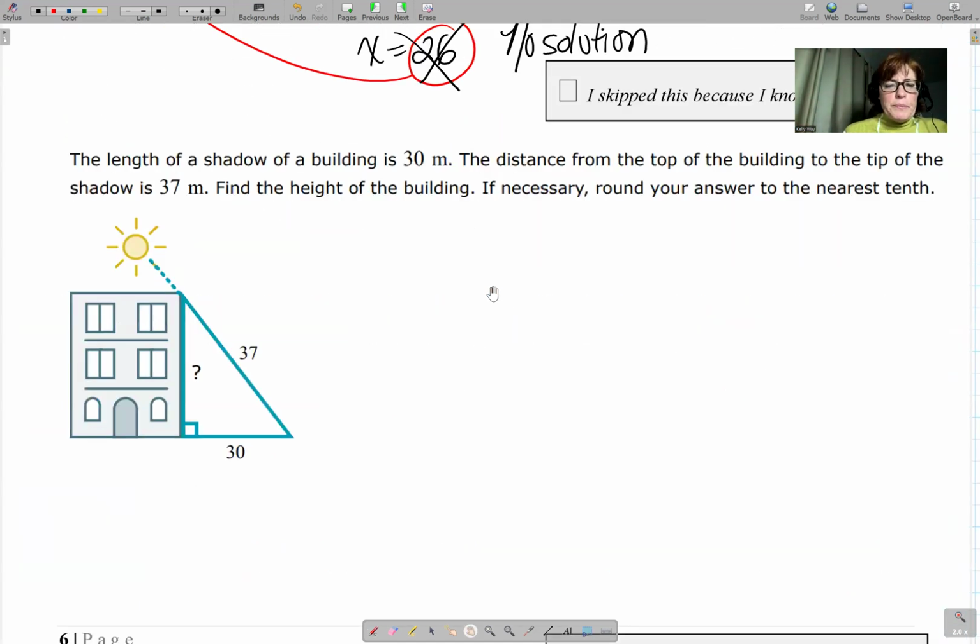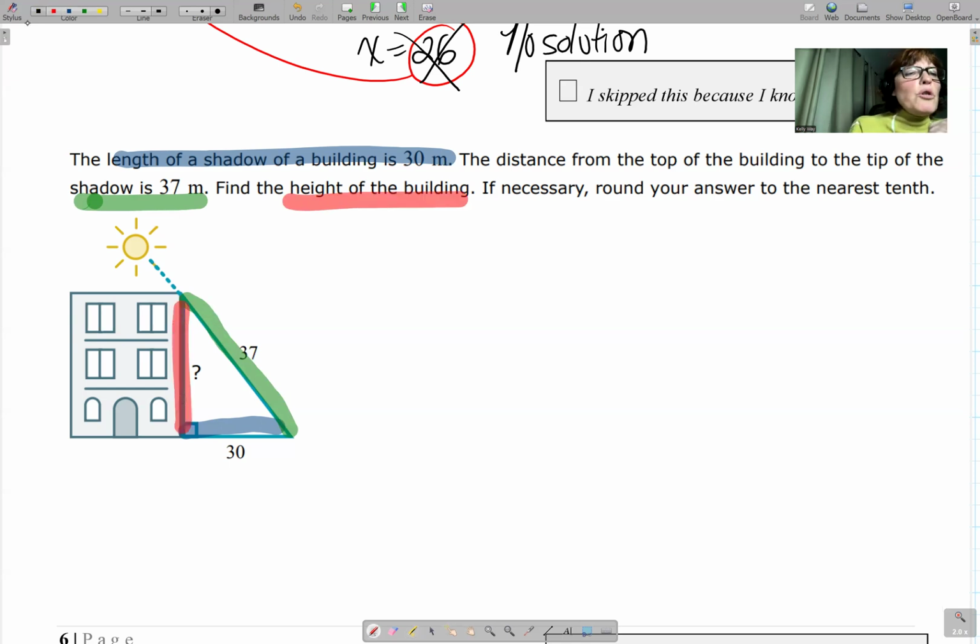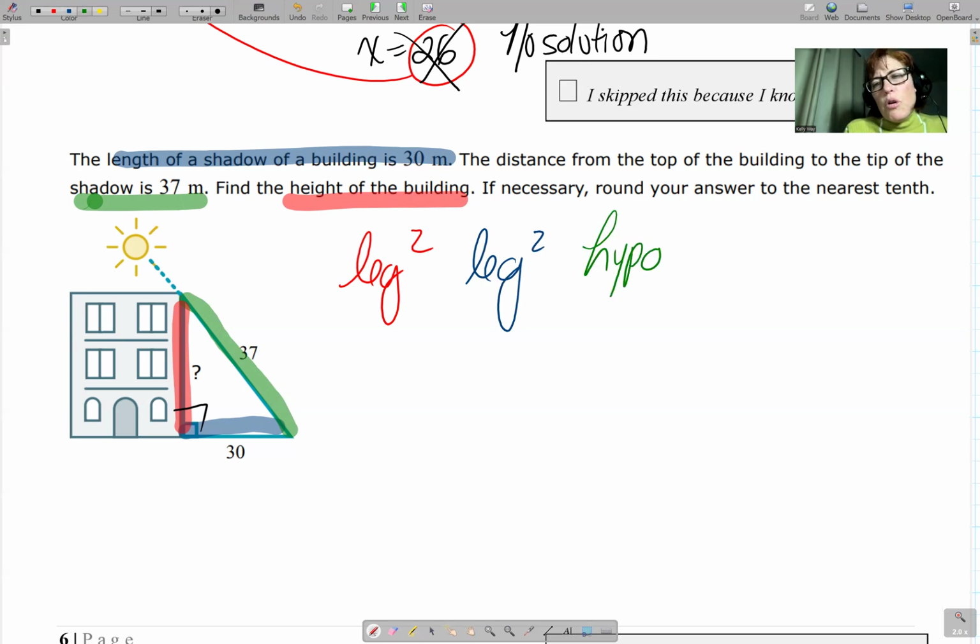Down here, it says right here that the length of the shadow of the building is 30. The distance from the top of the building to the end of the shadow is 37. Find the height of the building. And you know you have a right angle. So this is essentially leg squared plus leg squared equals hypotenuse squared. Round your answer to the tenth place. So this is going to be x squared.